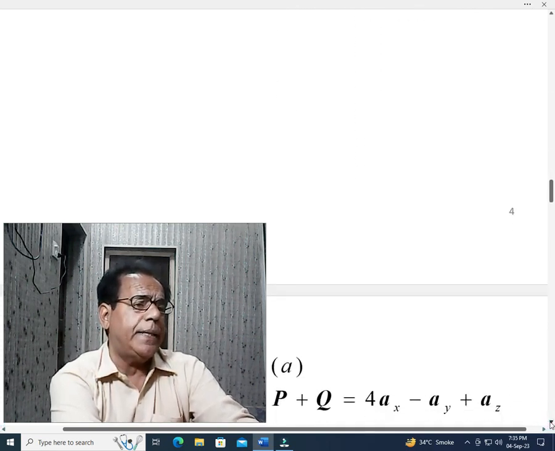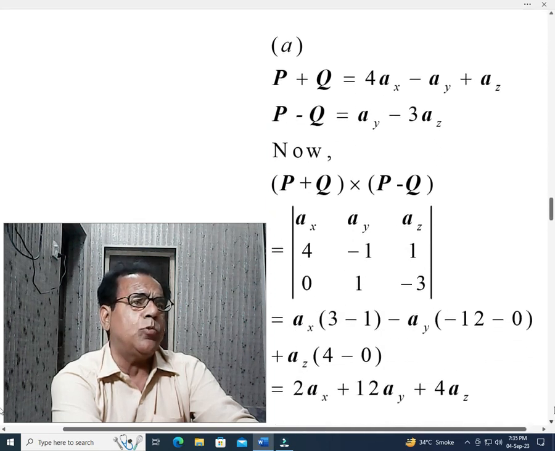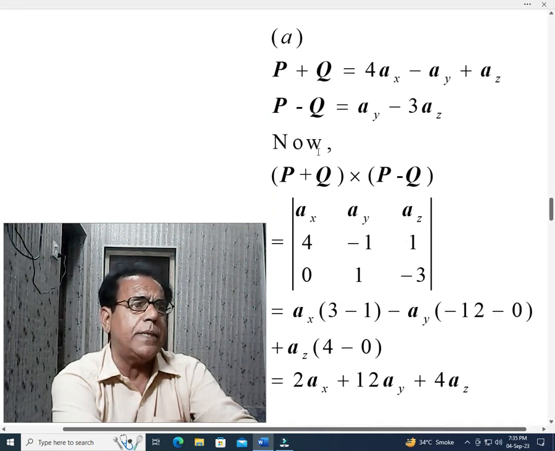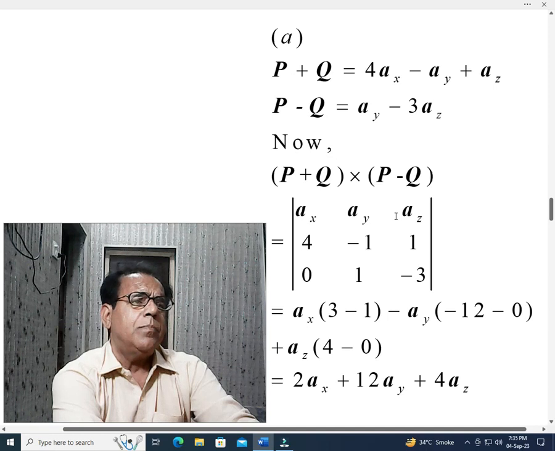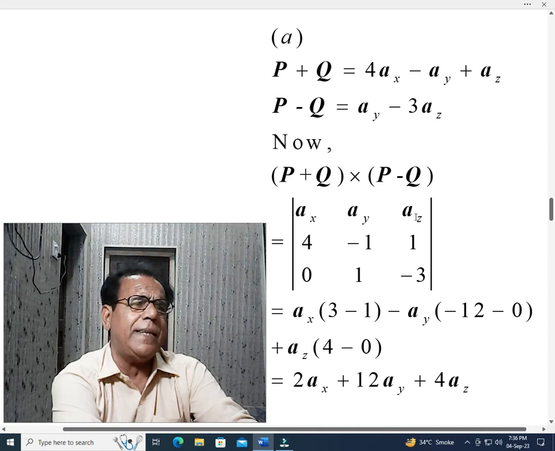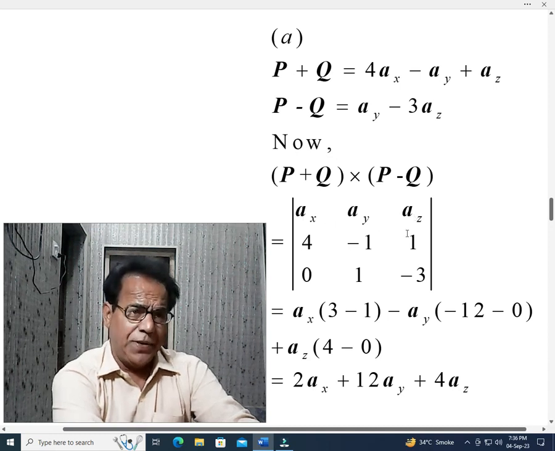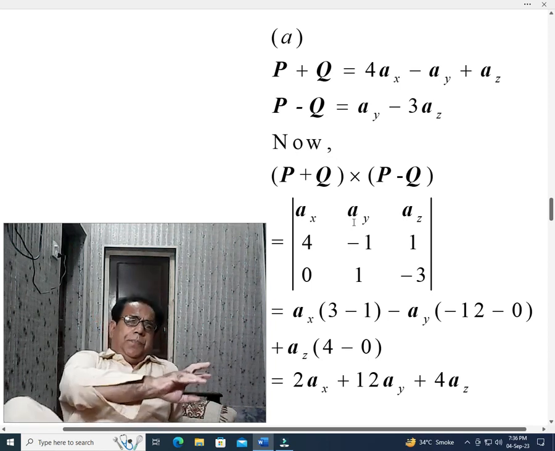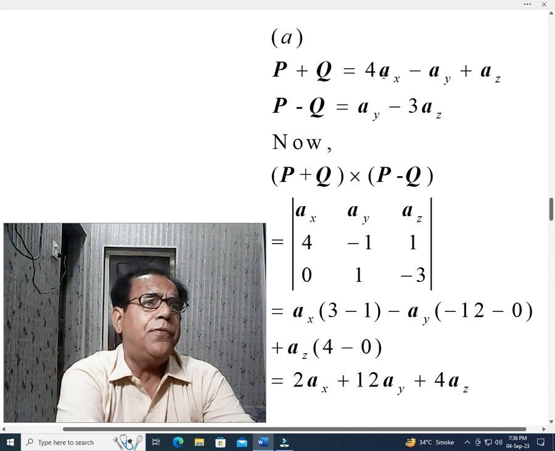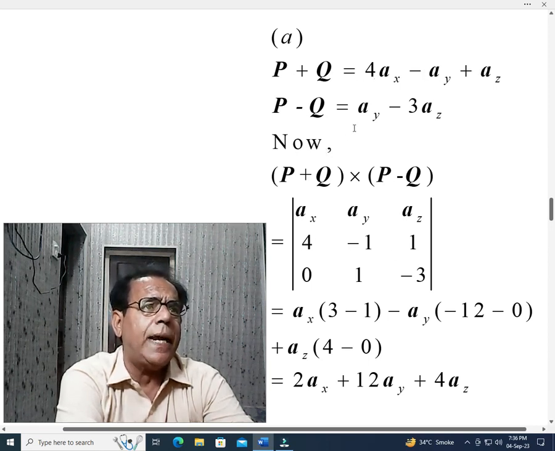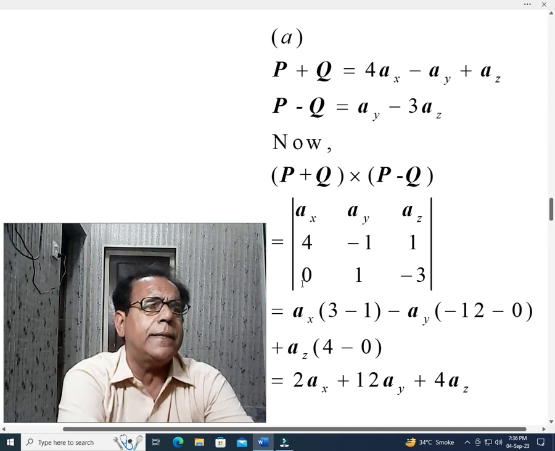So in part A, first P plus Q becomes equal to this, then P minus Q becomes equal to this. Now P plus Q into P minus Q. In the first row we write it as, sometimes we write here IJK, sometimes we write XYZ. Here because AX, AY, AZ are being used, in the first row we have written this, and then 4 minus 1 1, 4 minus 1 1, and 0 1 minus 3, 0 1 minus 3.